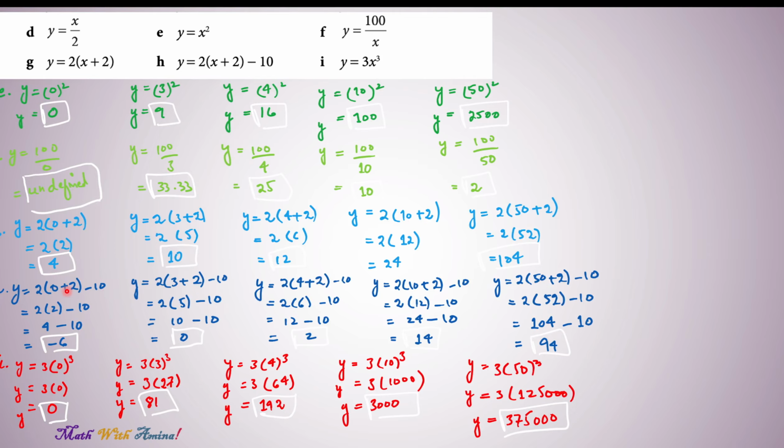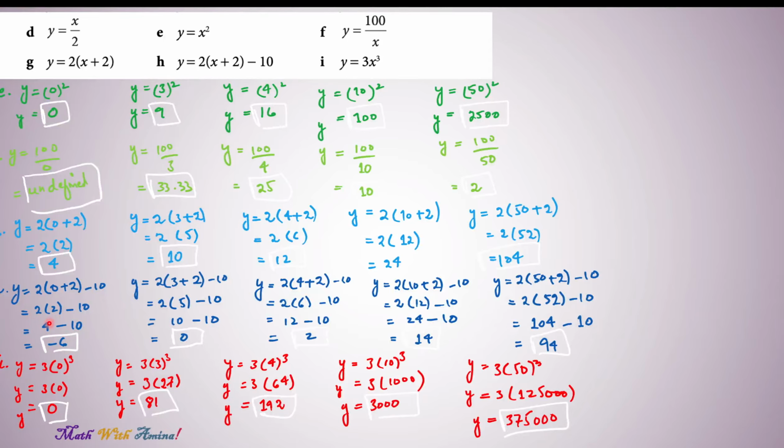Now we will solve the brackets first. So 0 plus 2 is equal to 2, 3 plus 2 is equal to 5, 4 plus 2 is equal to 6, 10 plus 2 is equal to 12, and 50 plus 2 is equal to 52. After that, as per the order of operation, when the brackets are done, then we can perform the multiplication first.